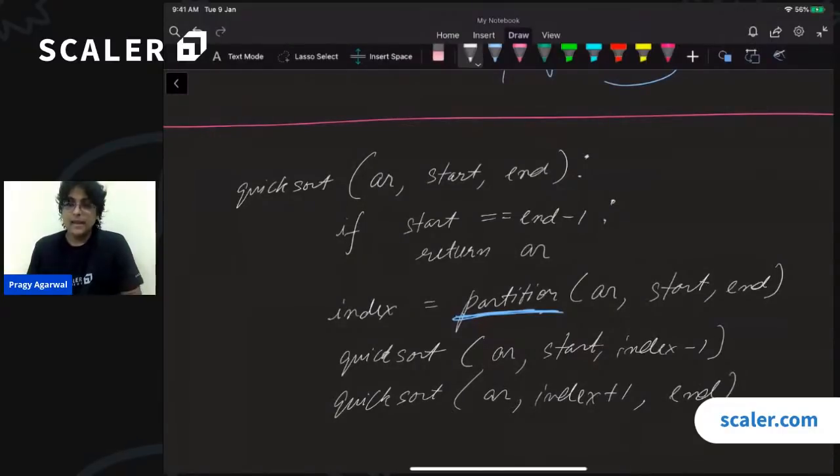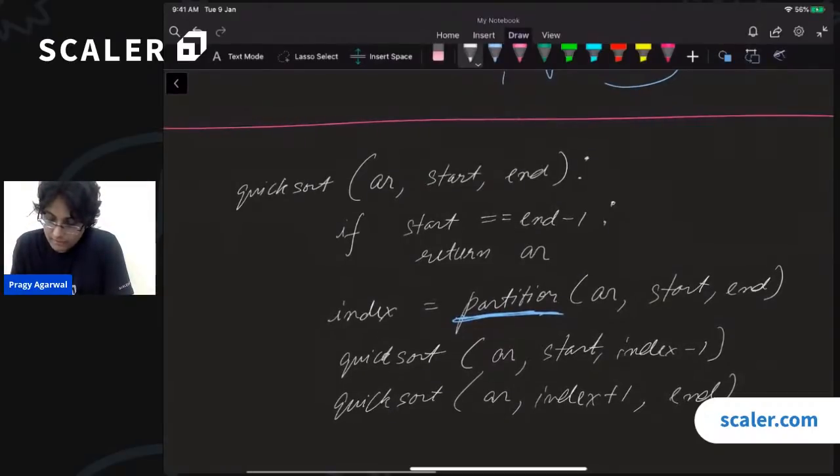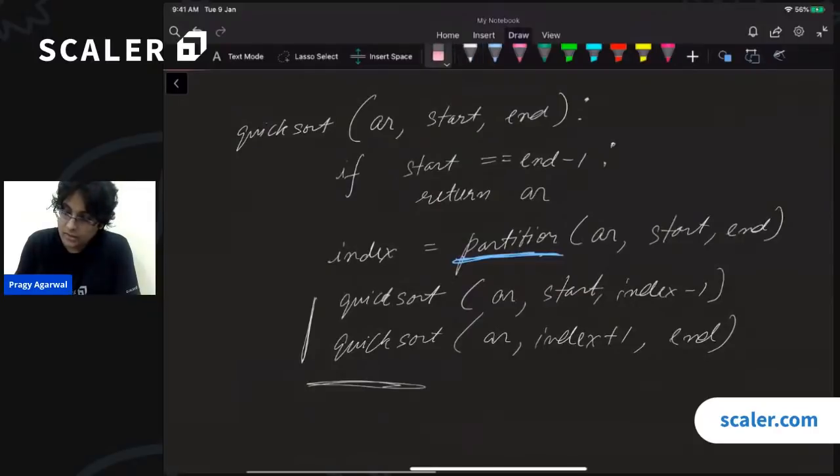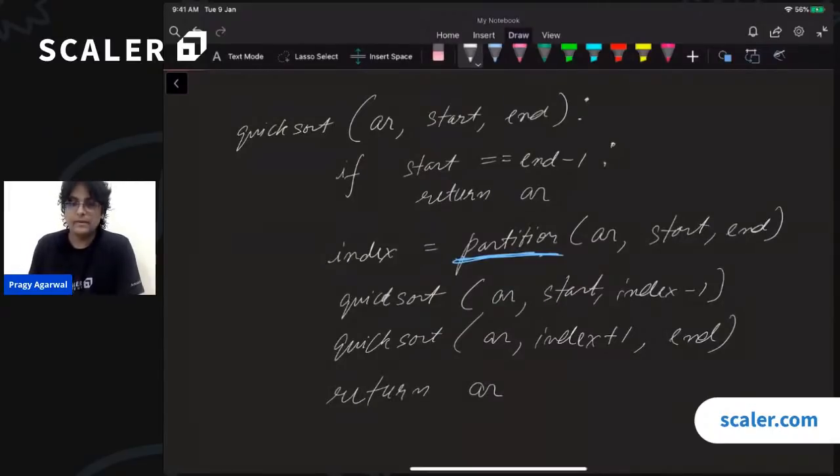And once we are done, over here we are not allocating any extra memory. We are not creating any new arrays. So we don't need to concatenate the arrays at the end. This partition algorithm will move the elements inside the array itself. So once I'm done with these two steps, I don't need to do anything else. I can simply return this array itself because this array would have been sorted already. Is that clear?